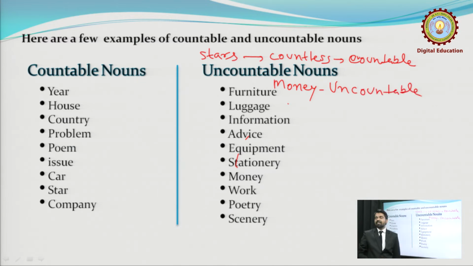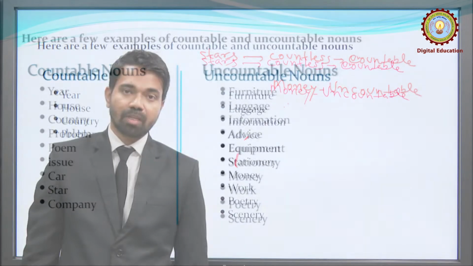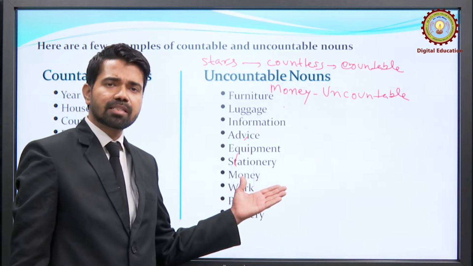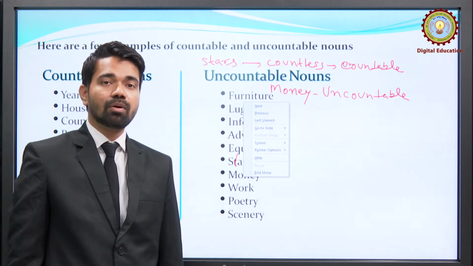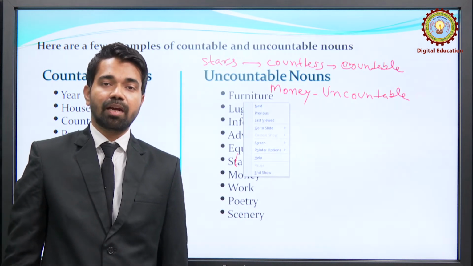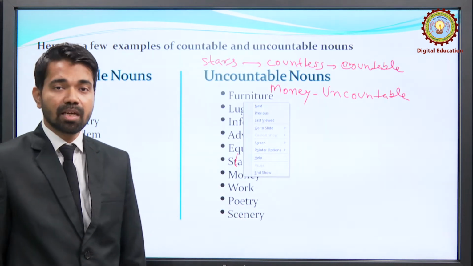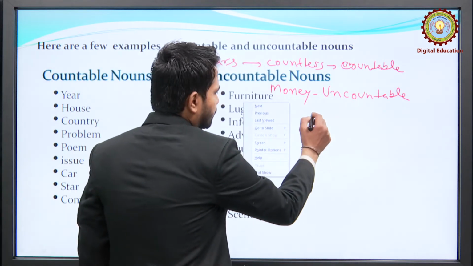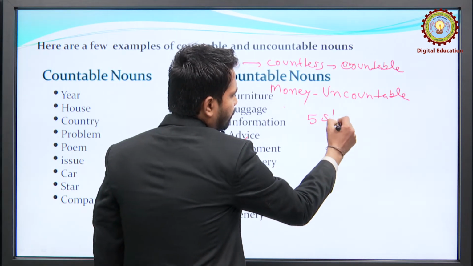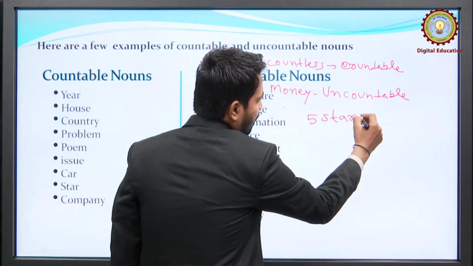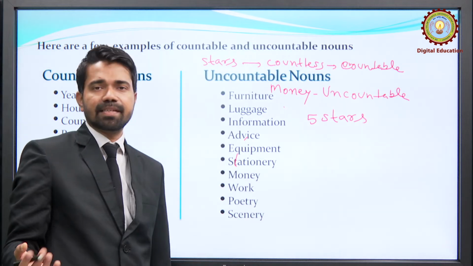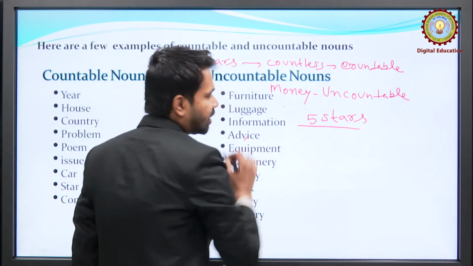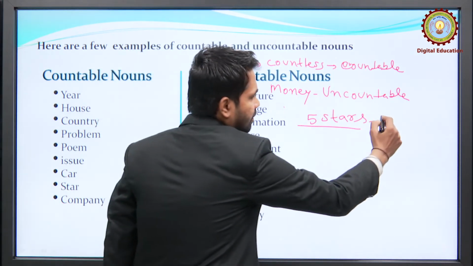How? Because the right definition is that the nouns that can be expressed in numbers are countable and that cannot be expressed in numbers are uncountable. And the most important thing, whenever you are using plural, this will be countable, and whenever you are using singular form, this will be uncountable. So, if I say I have 5 stars given on my article, or the child saw 5 stars in the sky, is this the correct statement or wrong? You will say yes, this is correct.